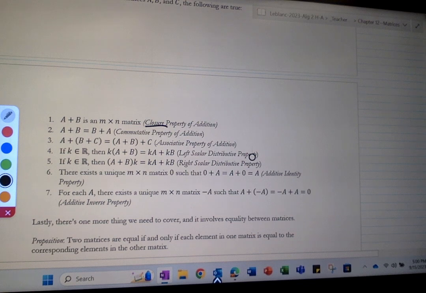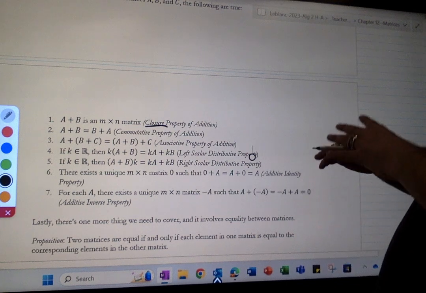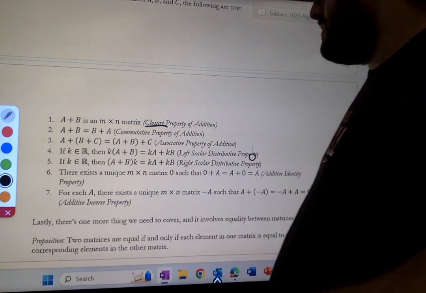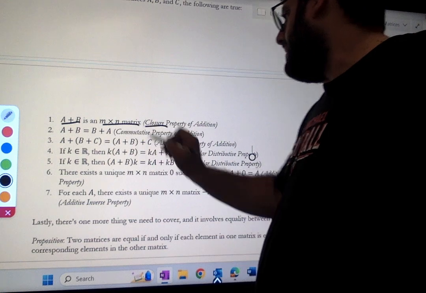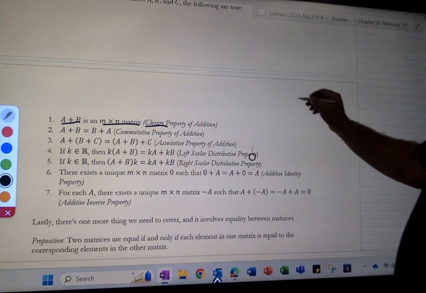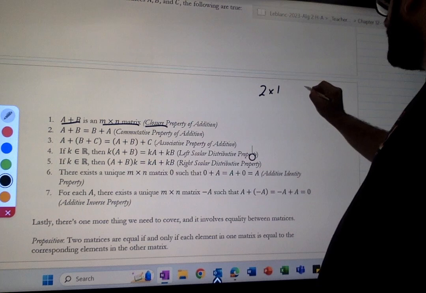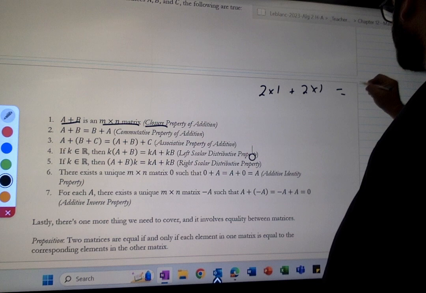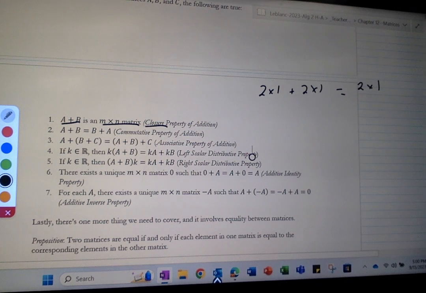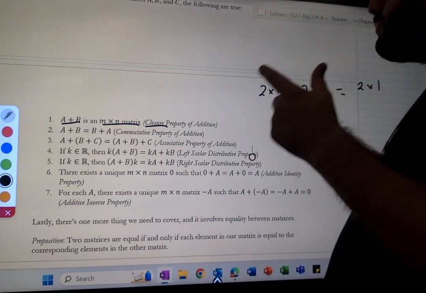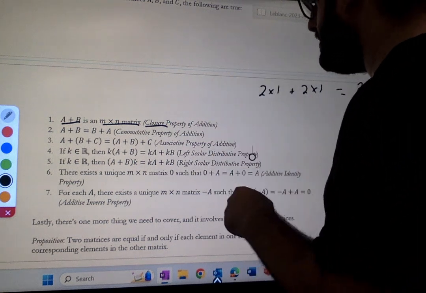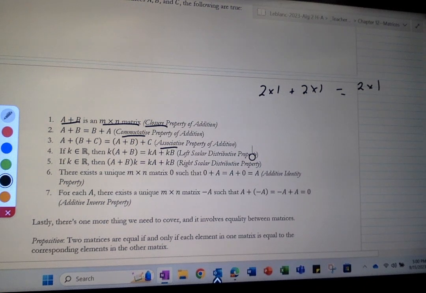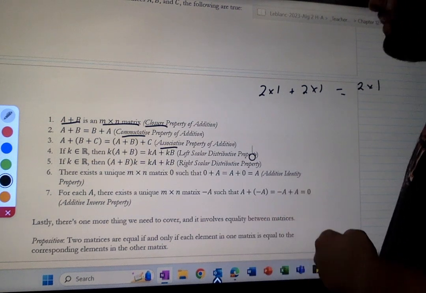So for A plus B, A, B, and C can be whatever dimensions they have to be. If I can add them together, then that sum is also going to be an n by n matrix. So let's say I have a 2 by 1 matrix, and I add it to a 2 by 1 matrix. Then that sum is also going to be a 2 by 1 matrix. Okay. Also, like real numbers, matrices are commutative and associative, meaning that it does not matter the order with which we add them. We can add them in any order that we want.